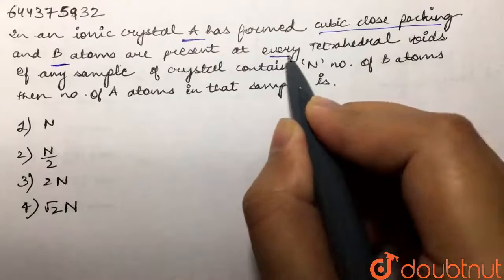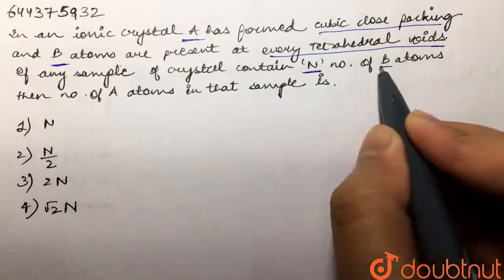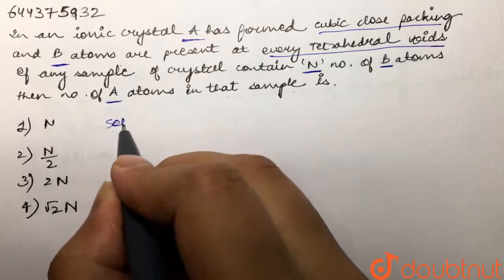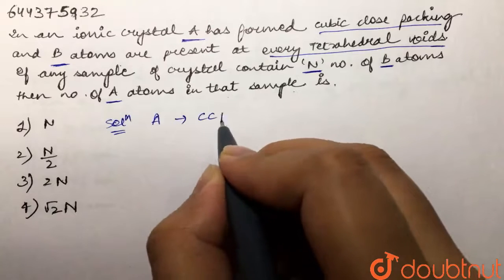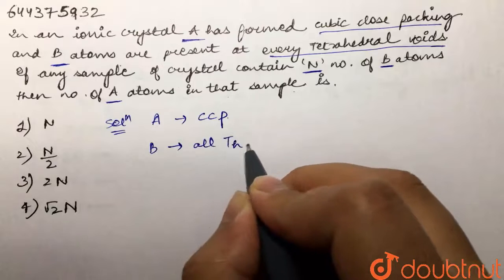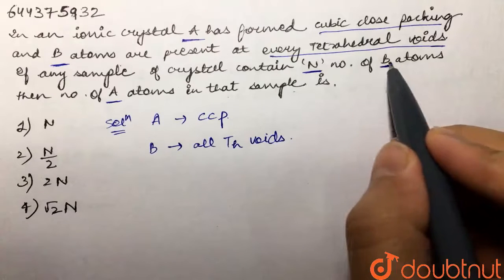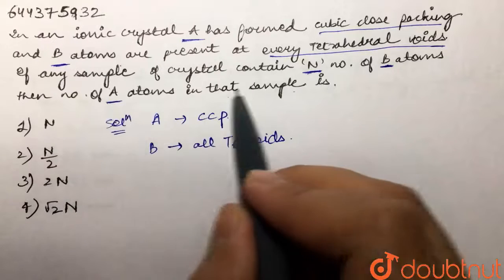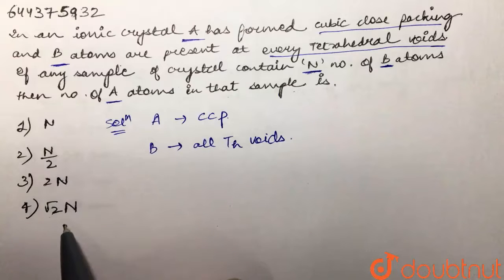Our question is: in an ionic crystal, A has formed cubic close packing and B atoms are present at every tetrahedral void. If any sample of the crystal contains n number of B atoms, then the number of A atoms in that sample is what? So over here we are given that in the ionic crystal A is formed by cubic close packing, and B atoms are present at all the tetrahedral voids. Now they are saying that these B atoms are n in number. So the number of A atoms in that sample would be what in terms of n, because in the options we are given n by 2, 2n and root 2n.